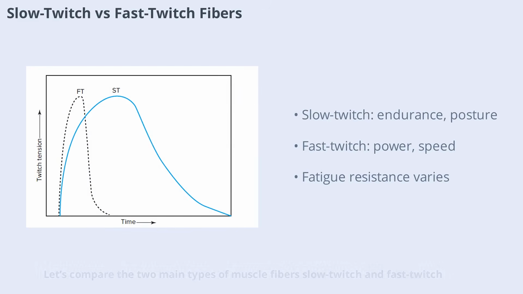Let's compare the two main types of muscle fibers, slow-twitch and fast-twitch. Slow-twitch fibers are associated with smaller motor neurons. They are easier to activate, have slower conduction speeds, and are highly resistant to fatigue. These fibers are perfect for endurance activities like maintaining posture or walking. On the other hand, fast-twitch fibers are linked to larger motor neurons, are harder to activate, and can generate much more force, but they fatigue quickly. These are the fibers you rely on for sprinting, jumping, or heavy lifting.